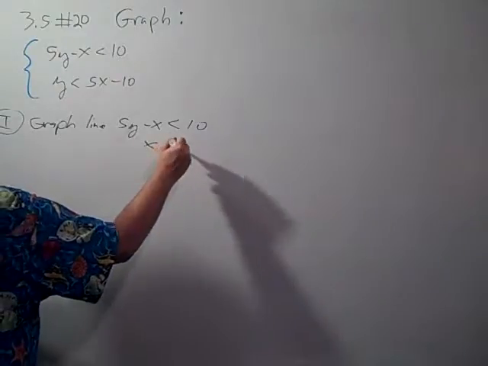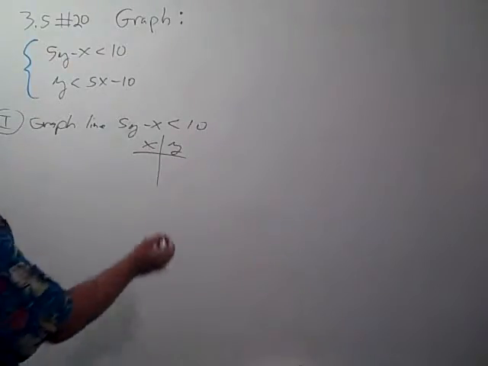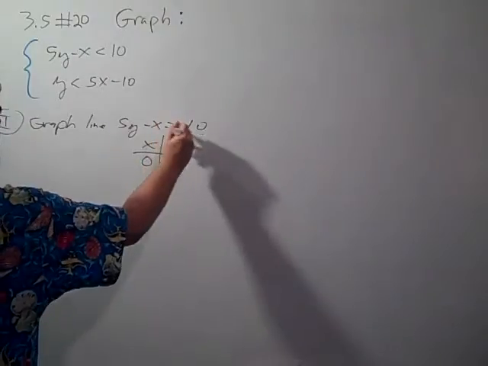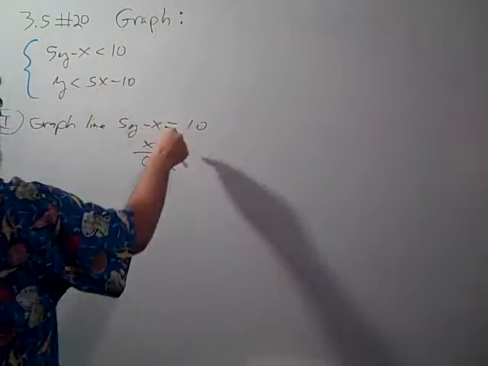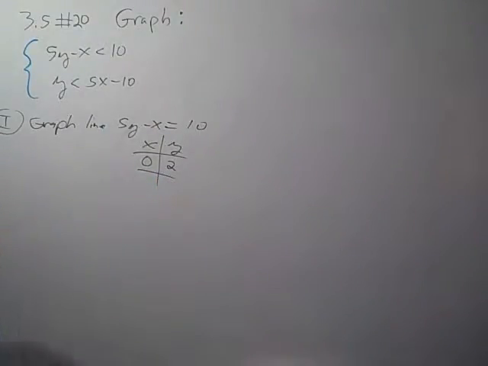So we need 2 points that are on this line. To begin with, if x is 0, then y is equal to 2. I'm sorry, we turn it into a line by turning the inequality into an equal sign here. So if x is 0, then y is 2, because 5 times 2 is 10.